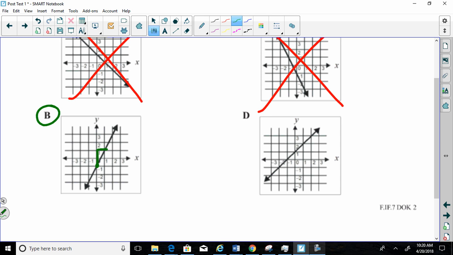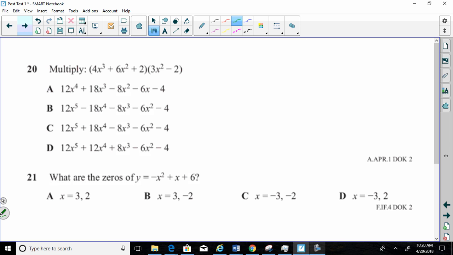This is unit 2A. This is what we're going over today during class. All right, this right here, multiplying polynomials.